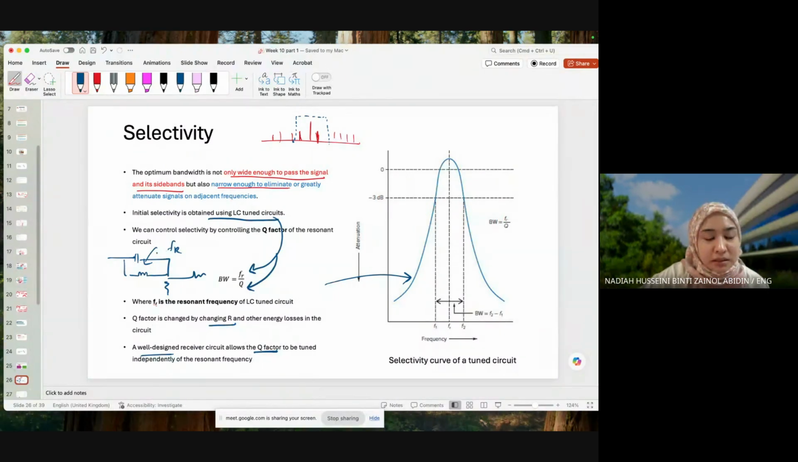Our inductor and C. So how do we tune this without affecting our FR? Our FR needs to stay there, but the Q needs to be tuned so that we can control the bandwidth. Sometimes when you tune the Q, the FR gets shifted. That's a weak design, but it happens a lot, so it is pretty common.